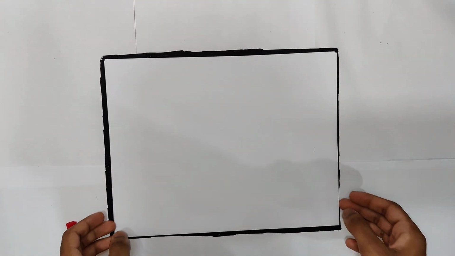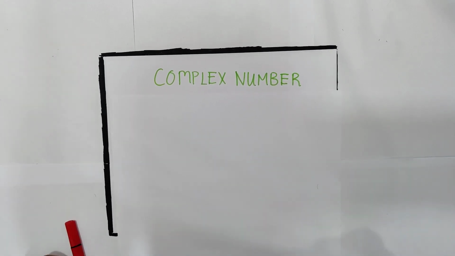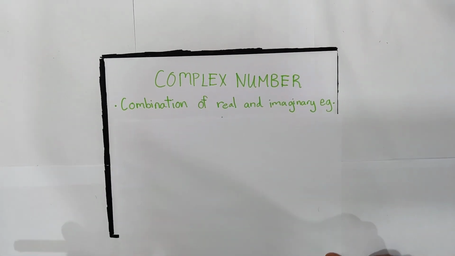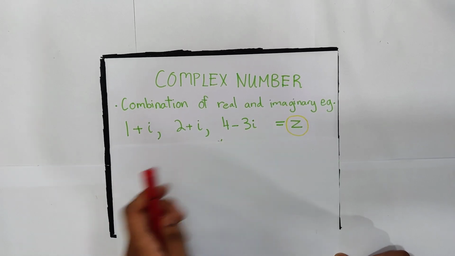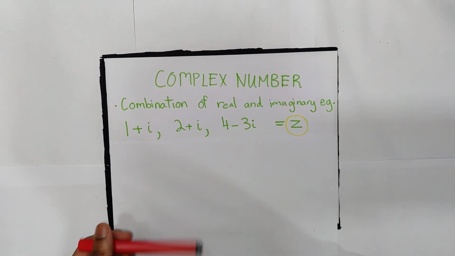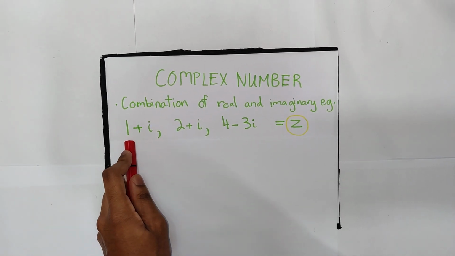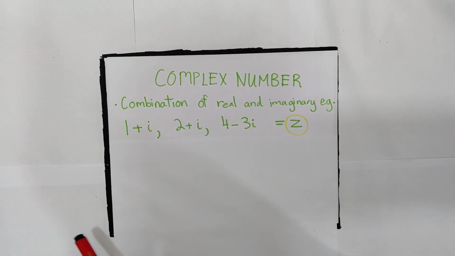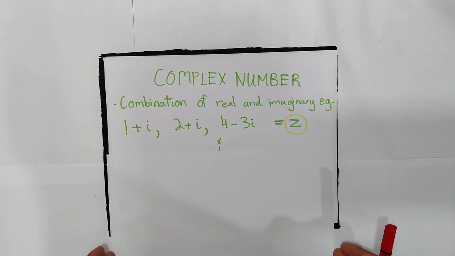And it is when we combine the real and imaginary number system that we get complex numbers. A complex number is defined as a combination of real and imaginary numbers. For example, 1 plus i, 2 plus i, 4 minus 3i. Any possible combination of these two numbers will give you a complex number. If there is only the real component, we call it purely real, and if there's only the i component, we would call it purely imaginary. And in complex number maths, the symbol that's most used to represent them is z.